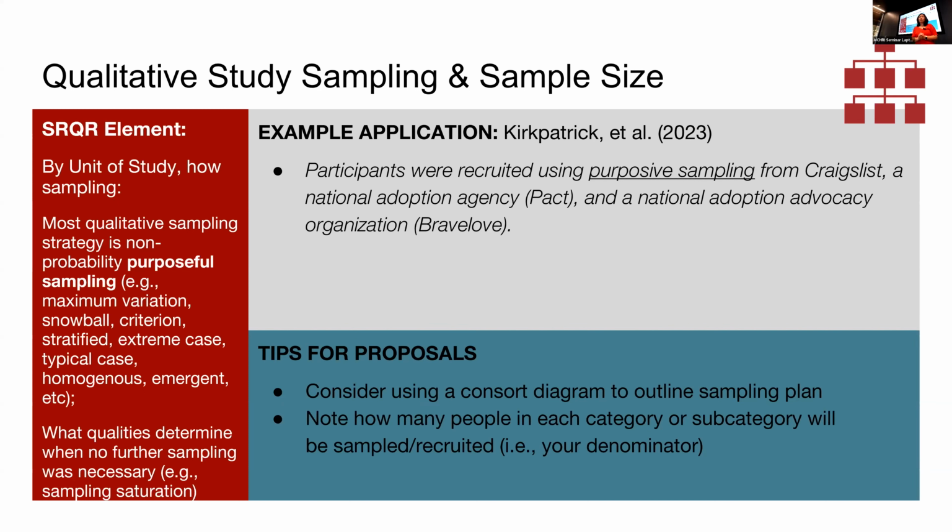So what Kirkpatrick has said is participants were recruited using purposeful sampling. They did that through Craigslist, which is a pretty broad group of individuals. They also did it through a national adoption agency, so I'm imagining some type of listserv, and then a national adoption advocacy organization as well. So they had three different ways that they were sampling. I think they could have done a little more to describe whether any criteria were used within each of those populations. But they have the basics there.